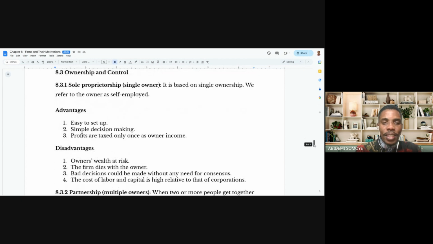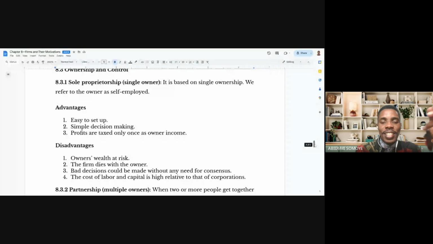He is a lawyer, he is the doctor, he is the cleaner, he is the accountant, he is the finance specialist, he is everything within the organization. Okay, because we sometimes refer to it as a small business. It has few employees.